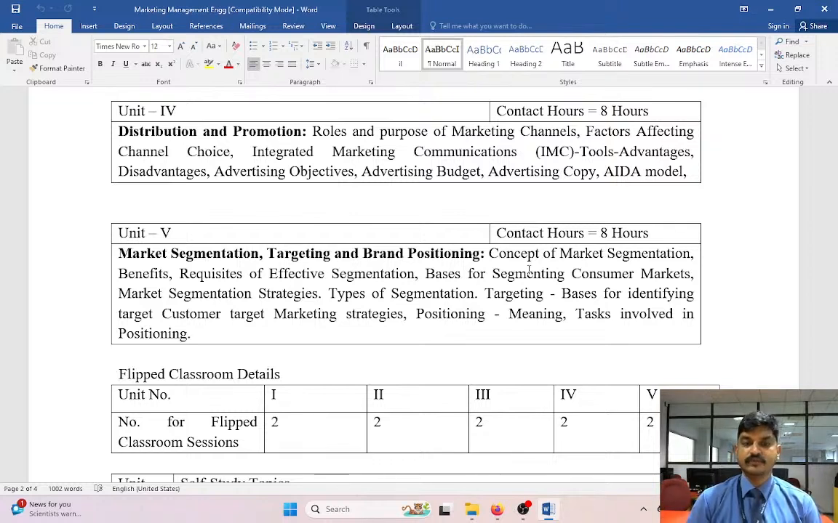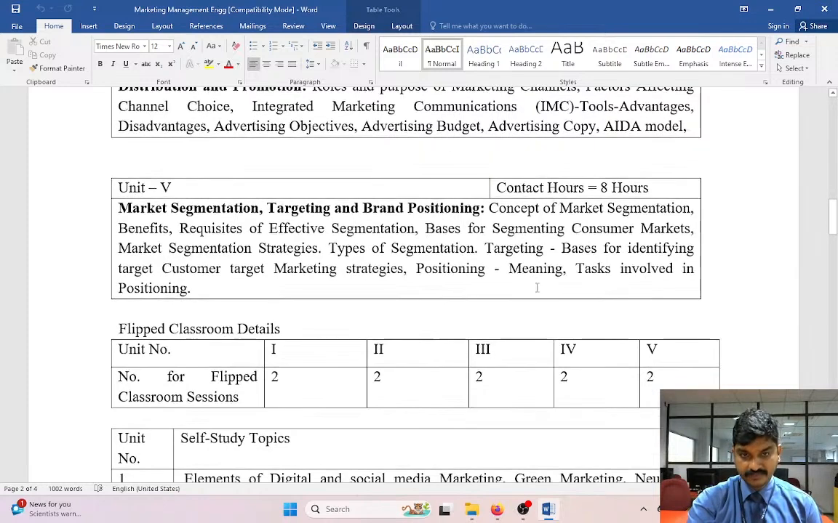And finally, moving to unit number 5. Unit number 5 talks about segmentation, targeting and positioning, in marketing terms commonly known as STP analysis. So segmentation is nothing but dividing the market into a group of people with homogeneous needs.